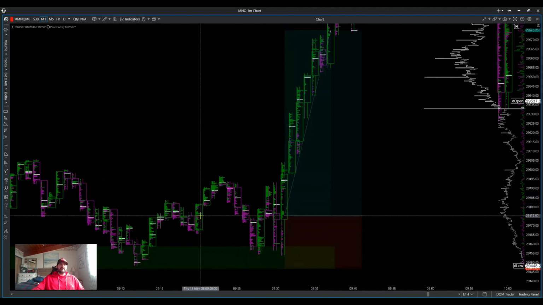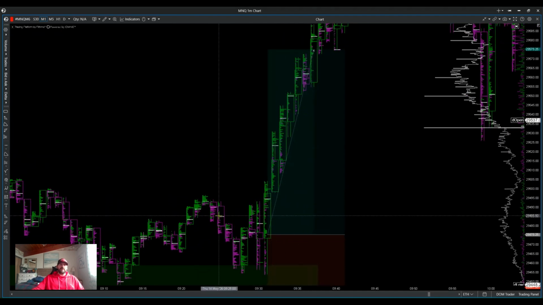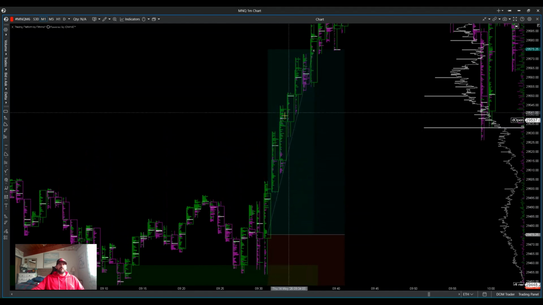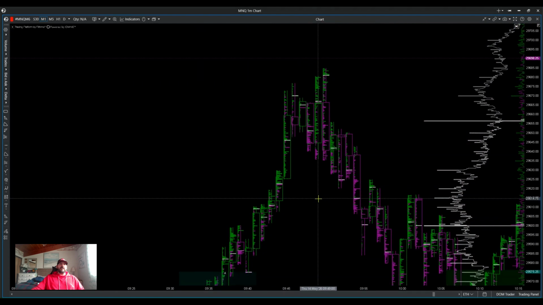And then the white line is the POC of these candles. That's the point of control of each candle, where most of the volume is coming in. Look, most of the volume is coming in at the top of this. So what's the thought? We're going to push higher, right? Most of the volume is up there, so buyers are still stepping in, stepping in, stepping in.